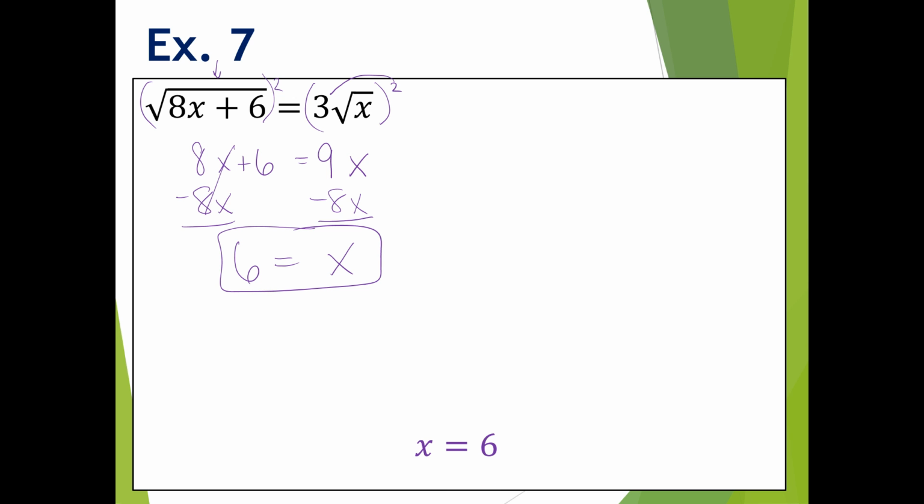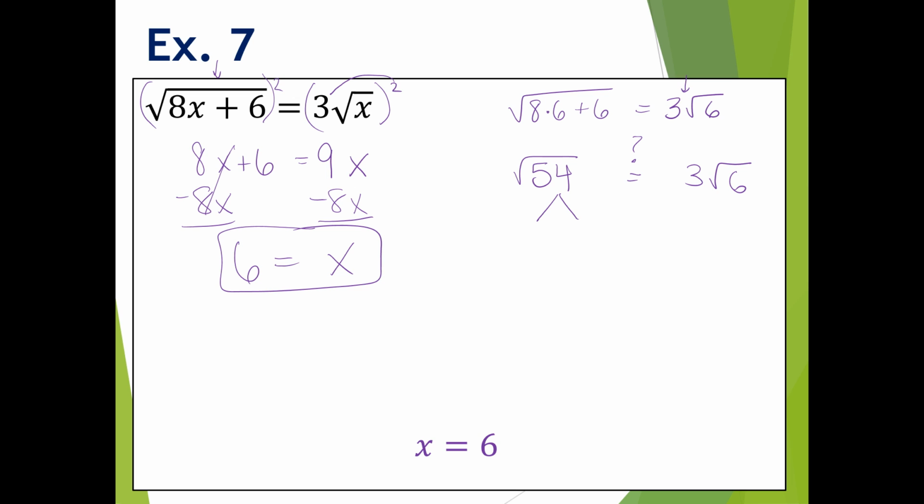Now I want to show you what happens when we plug this one in. This one's interesting. If we plug in 6 for x, we have the square root of 8 times 6 plus 6 equals 3 times the square root of 6. Now, we can't simplify the square root of 6, so this right side looks kind of funky, but let's see what happens. 48 is 8 times 6, plus 6, so we have the square root of 54. And we want to know, does that equal 3 radical 6?